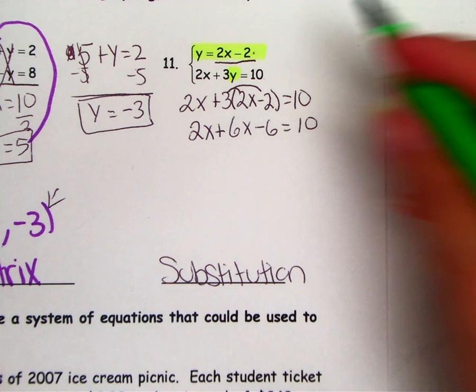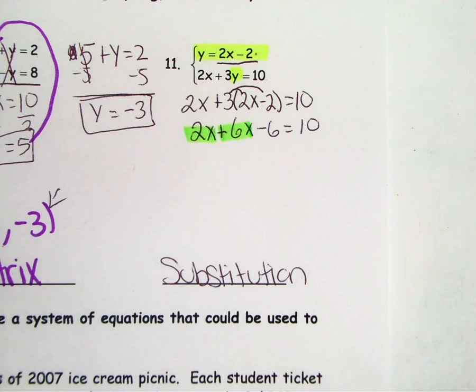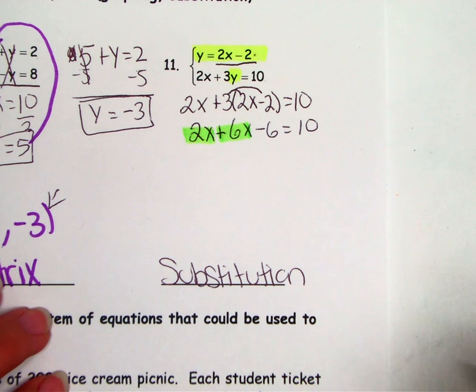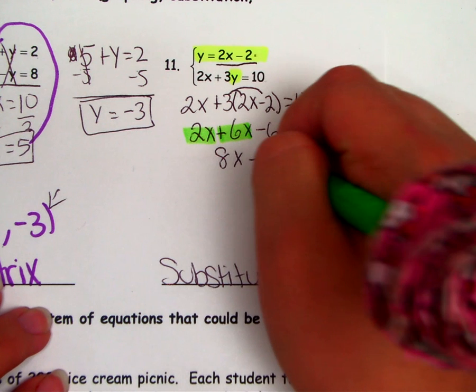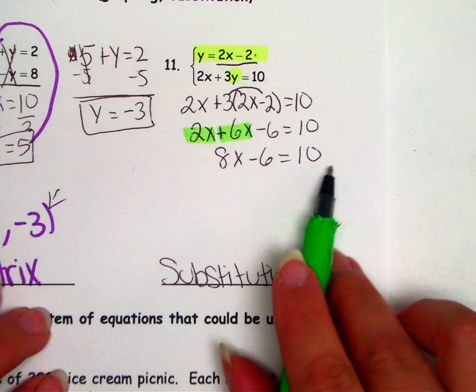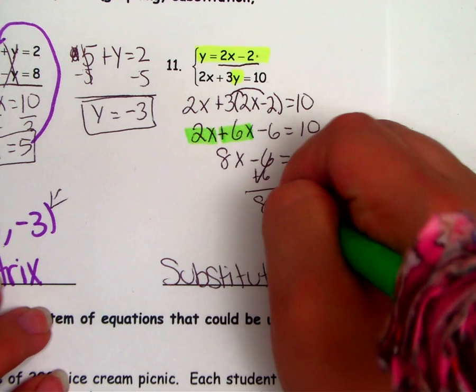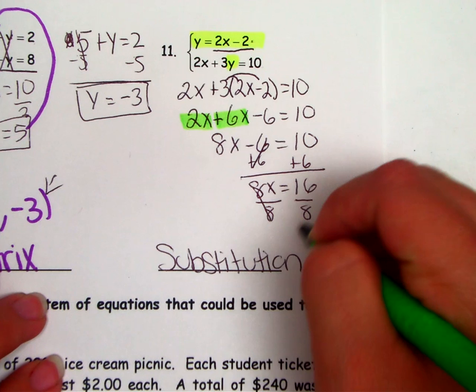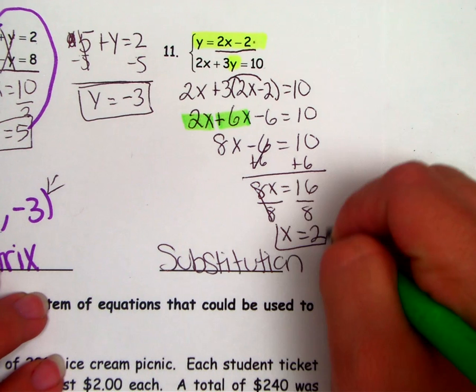Combine your like terms, and your like terms are the ones with the x's. 2x plus 6x is 8x. Minus 6 is equal to 10. Add 6 to both sides. Plus 6, plus 6. 8x is equal to 16. Divide each side by 8, and you get x is equal to 2.